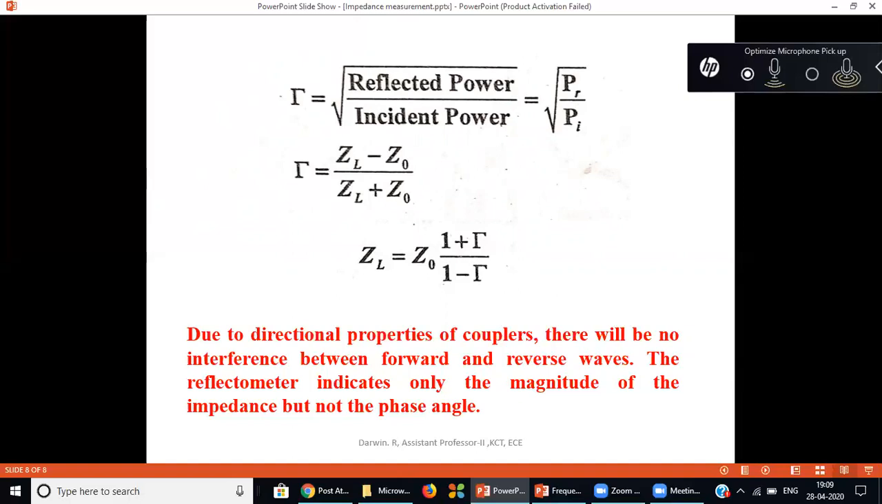So a forward directional coupler will allow only the forward direction, and the reverse directional coupler will not allow the signal to come back to the source due to its property. Okay, so there will be no interference between forward and reverse phase. Also, the reflectometer indicates only the magnitude of the input impedance, but not the phase.